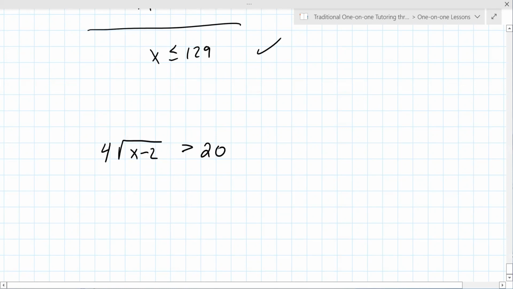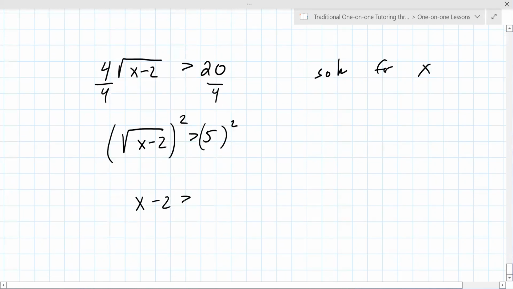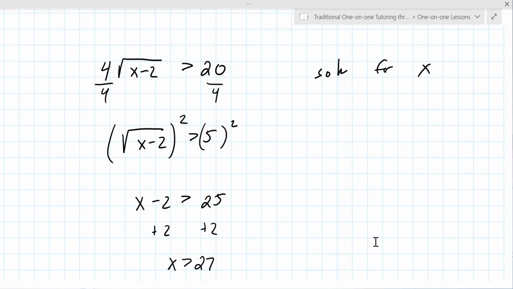All right, so this one again, you just treat it the same as we've been doing here. You just solve for x without even worrying about the inequality. So you divide by 4, square root of x minus 2 greater than 5. You square both sides, so you get x minus 2 greater than 25. Add 2, x greater than 27.